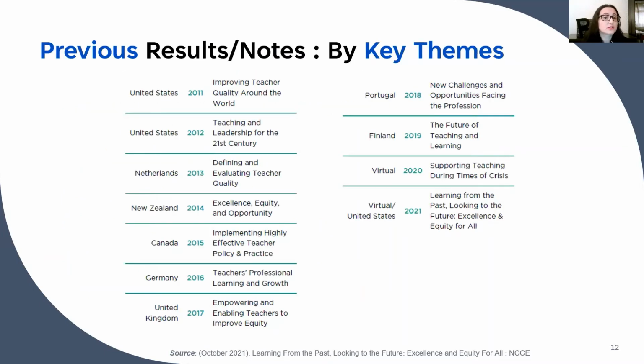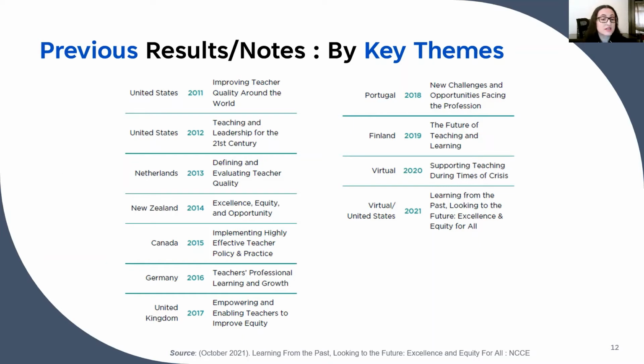And the previous results or notes, what we can call key themes, starting 2011 through 2021. As we can see here, it started with the United States in 2011 and 2012, improving teacher quality around the world, teaching and leadership for the 21st century. In the Netherlands in 2013, defining and evaluating teacher quality. In New Zealand, 2014, excellence, equity, and opportunity. In Canada, 2015, implementing highly effective teacher policy and practice. In Germany, 2016, teachers' professional learning and growth.